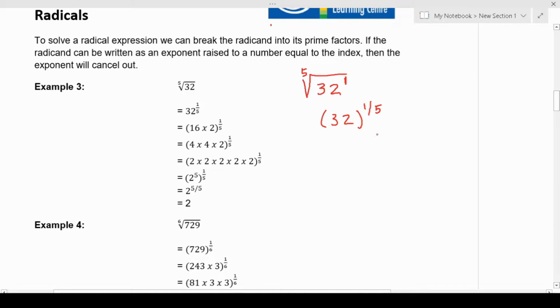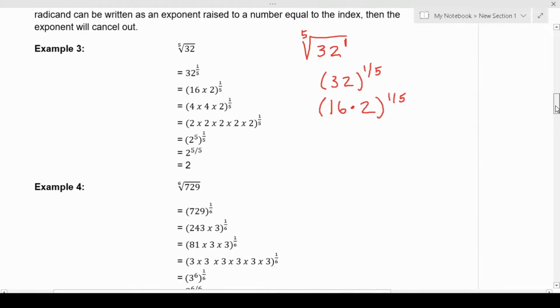Okay? Now that we've done that, let's try to find some prime factors of 32. Again, prime factors are numbers that are only divisible by 1 and themselves. So, for example, 2, 3, 5, and so on. Most obviously, I know 32 is 16 times 2. Again, that's to the 1/5 power.